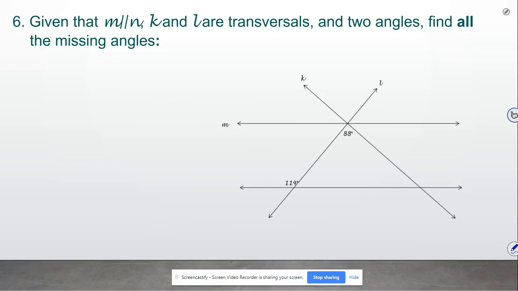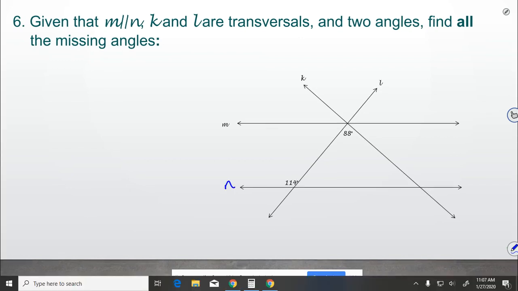All right, so now it gets a little bit more challenging. Given that M is parallel to N, K and L are transversals and two angles. Find all the missing angles. So I gave you that the two lines are parallel. This is M and N. Then K and L are transversals, and I gave you this angle and this angle. We have to find all of the other angles.